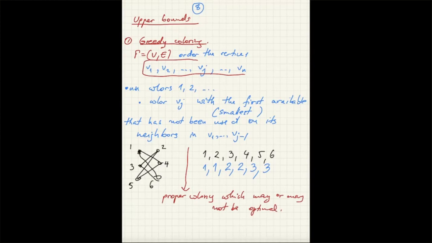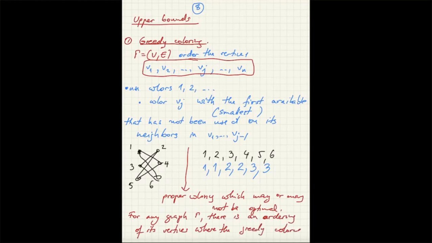So it all depends on the ordering of the vertices. There are n factorial possible ways of ordering these vertices. So for the simple graph C6, if you order the vertices alternating, then we get a proper coloring with 3 colors, but clearly 3 is not optimal here. However, there's a catch in this proposition. For any graph gamma, there is an ordering, actually there are probably several, of its vertices where the greedy coloring is optimal.